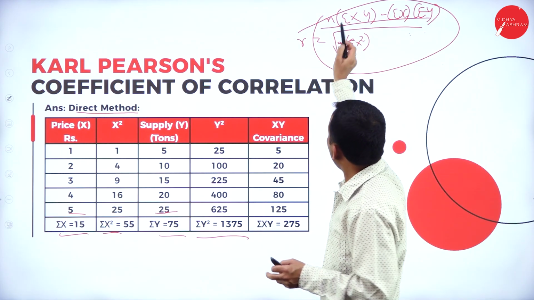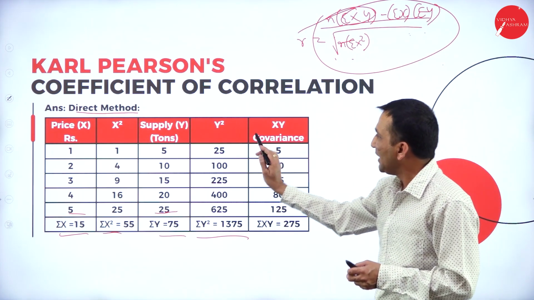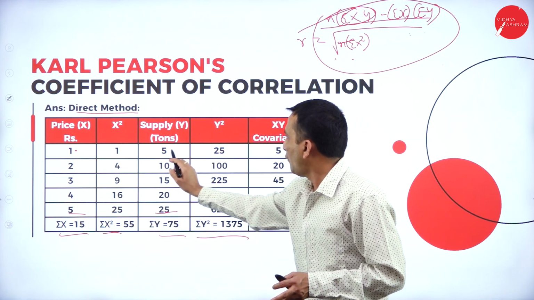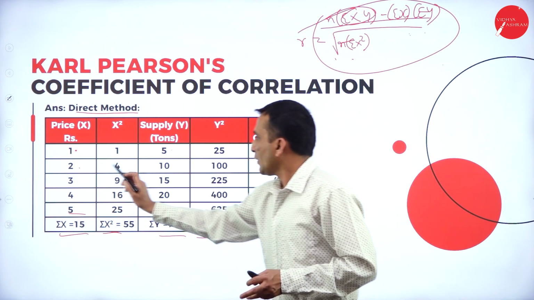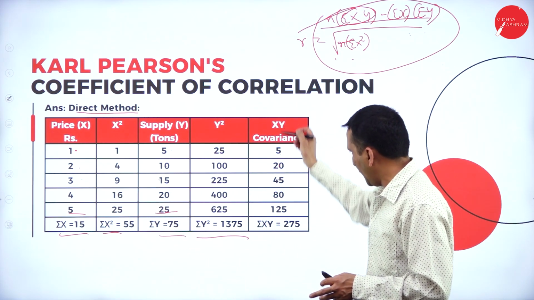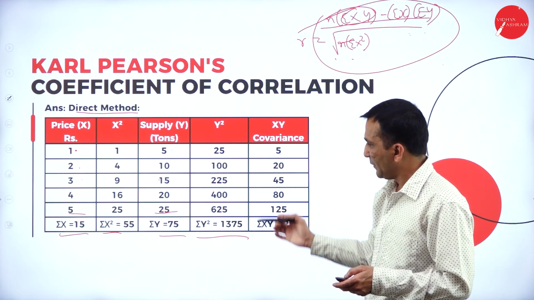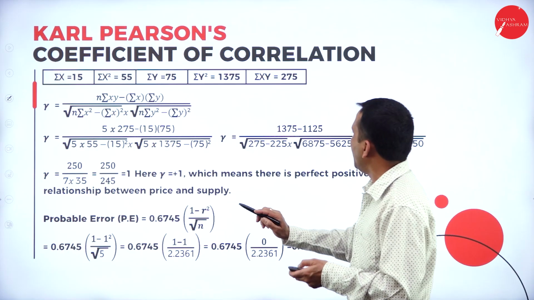So according to the formula, we need to depend on x and y. That's what we need to multiply, whatever is given in the question. 1 into 5 is 5, 2 into 10 is 20, 3 into 15 is 45. Take the total, sigma xy, which is nothing but 275. For your understanding, I have written it one more time here in the next slide.